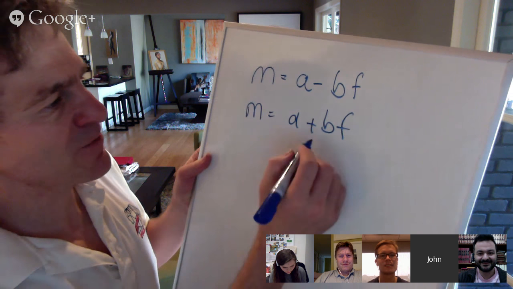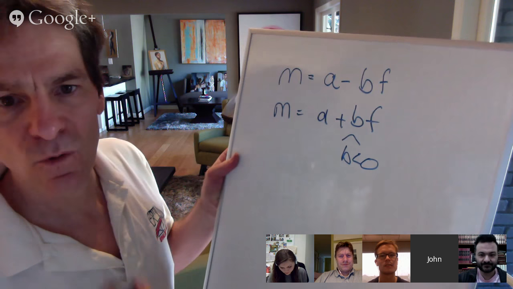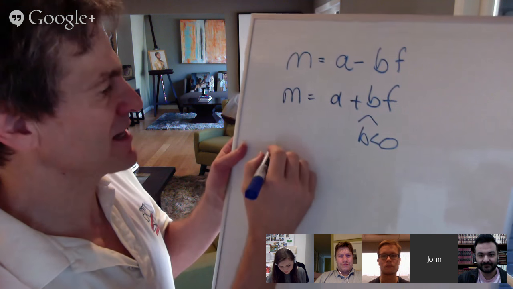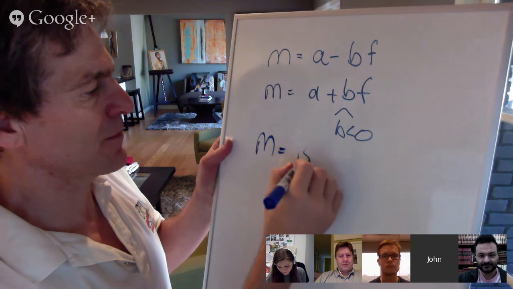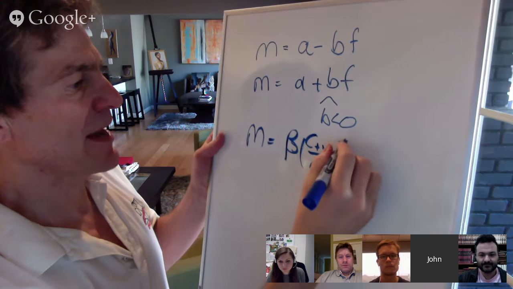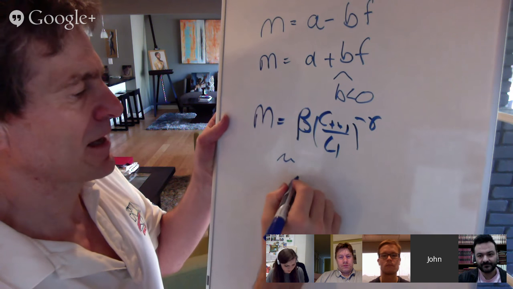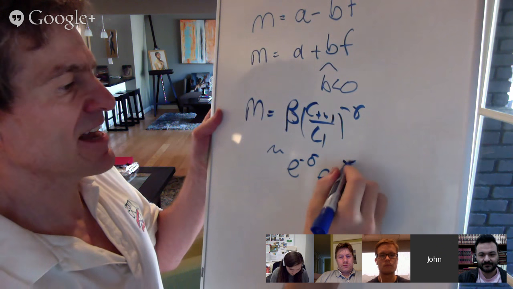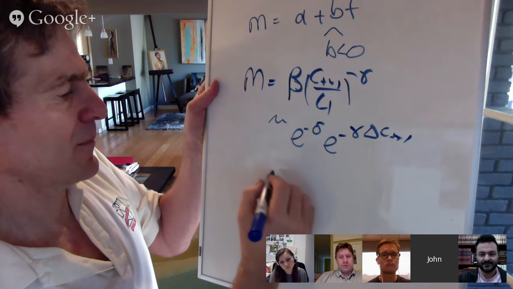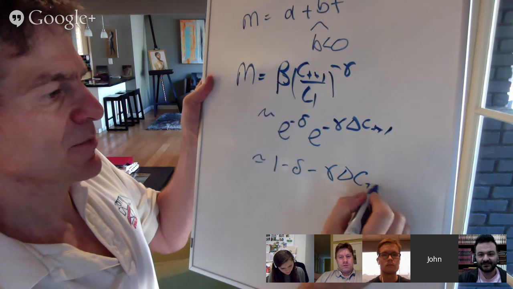These two make no difference. The reason I do this is typically that in that version the sign will be negative. For example, our canonical example is m equals beta times ct plus 1 over ct to the minus gamma. That's our typical m, which we then approximate as e to the minus delta, e to the minus gamma delta ct plus 1, or approximately 1 minus delta minus gamma delta ct plus 1.